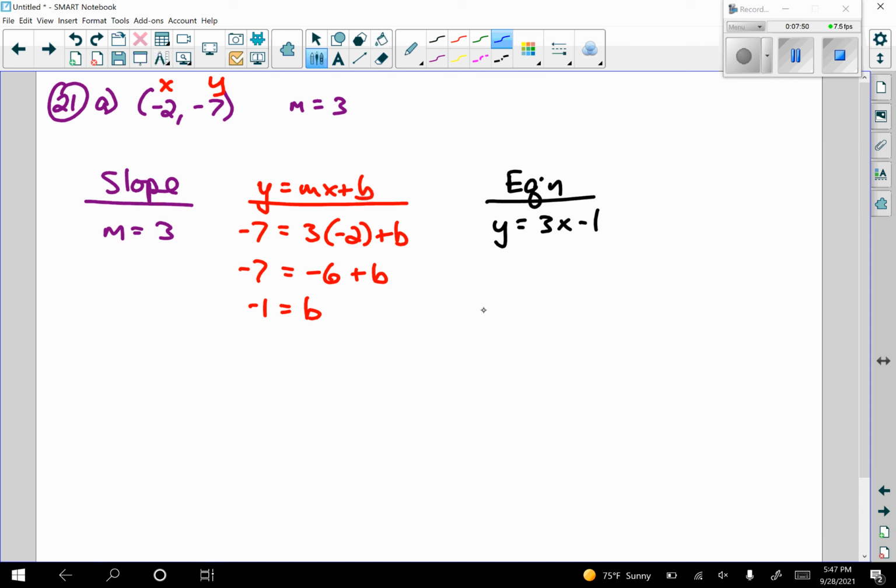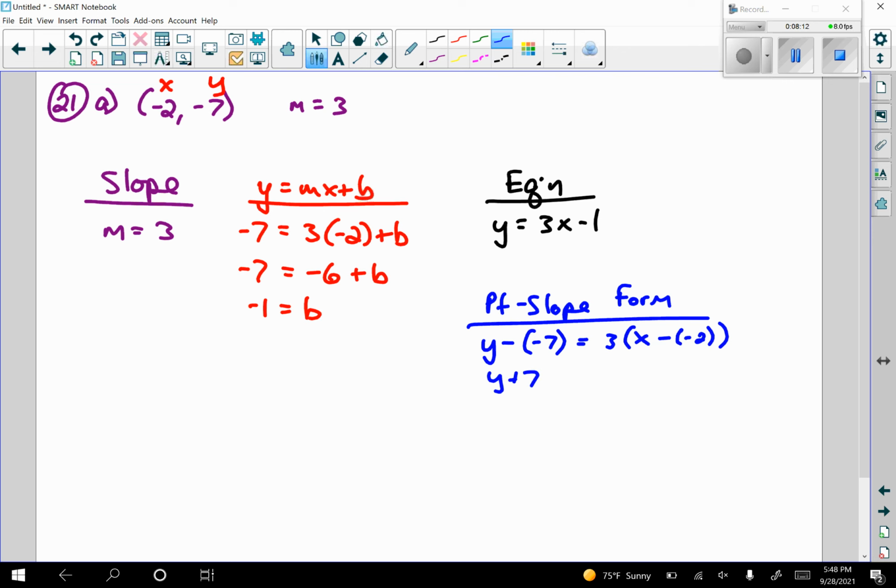Now, if you wanted to use point slope form, I'll still show that, because you never know if on the final exam you're going to be asked to find this as well. So we could do y minus our y1, so that's a -7, equals m times x minus x1, so that's x minus a -2. So we get y plus 7 equals 3 times the quantity x plus 2. So we get y plus 7 equals 3x plus 6. Subtract 7, y equals 3x minus 1. And they match.